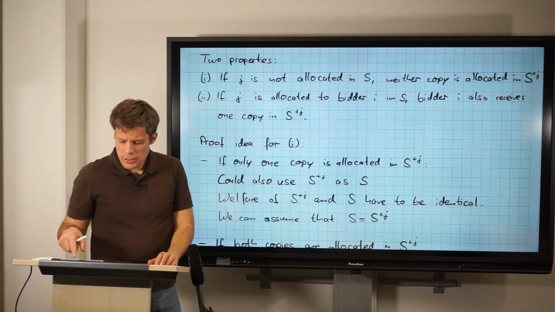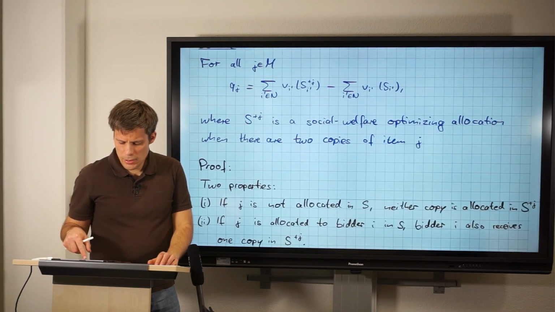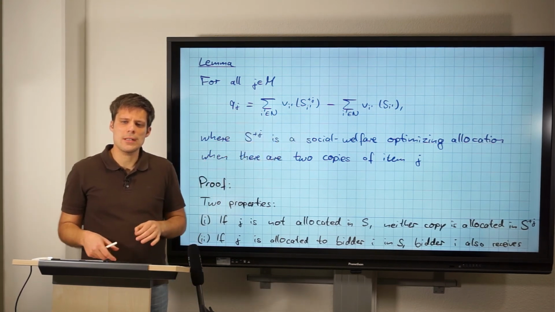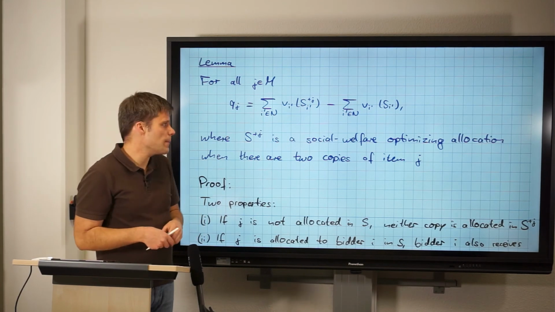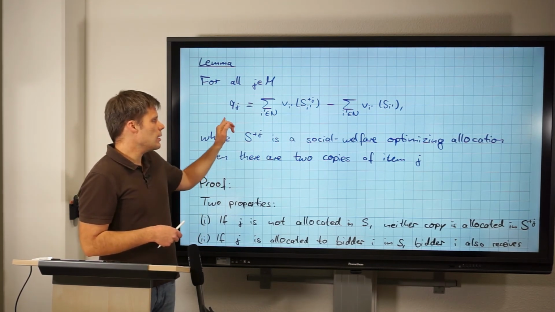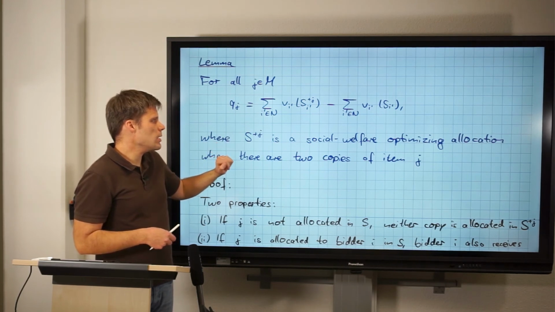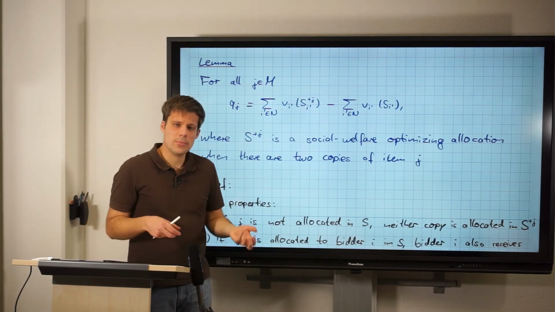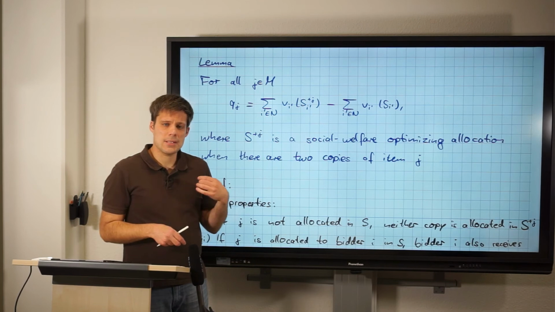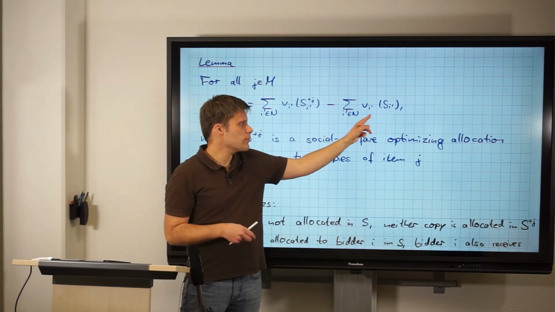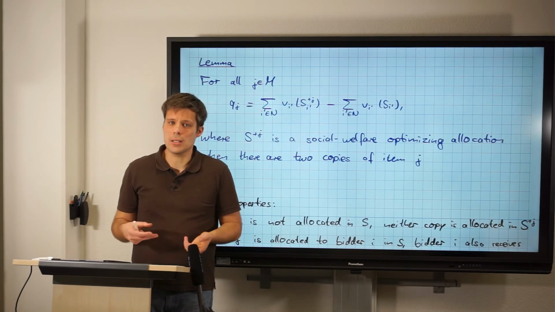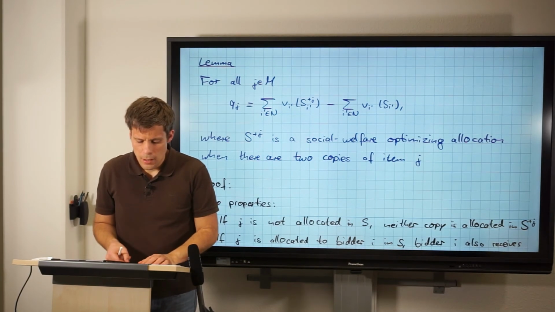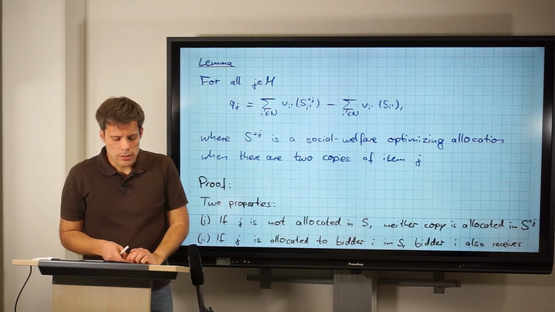But what was it that we actually wanted to show? We actually wanted to show that the prices that we constructed from VCG have exactly this form, so we can also write them like this. We can write the price that we're giving to item J exactly like the social welfare of the social welfare maximizing allocation when we add a second copy of item J, minus the social welfare if we did not add a second copy and still maximize social welfare. Good.